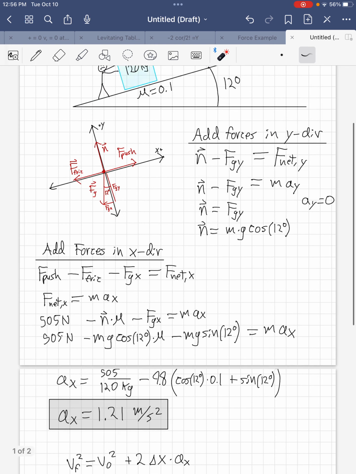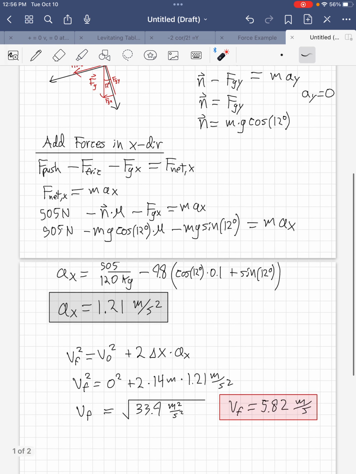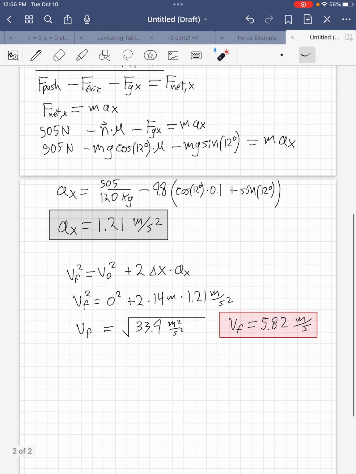Oh, no, wait, there's just a little extra part here, because what the question asks is how fast is the block moving after being pushed 14 meters? Well, now that we know the acceleration, that's going to be easy. We want to use the kinematic equation that shows how velocity evolves with distance. So we're going to use this equation, v squared equals v naught squared plus 2 times displacement times acceleration. And now we know everything in this equation.